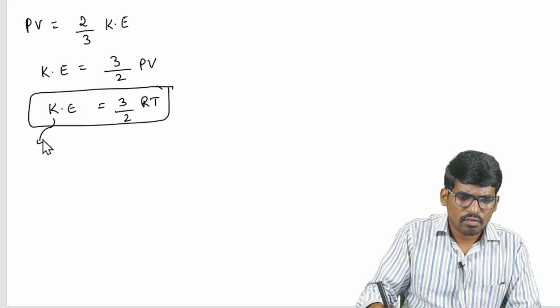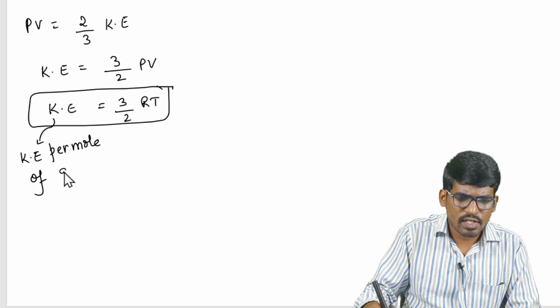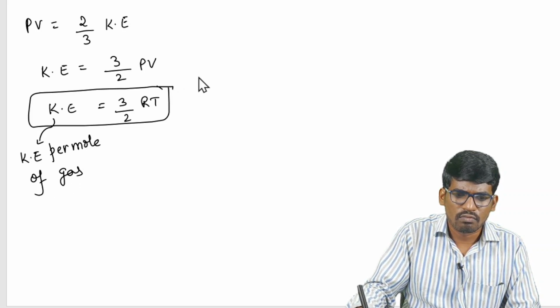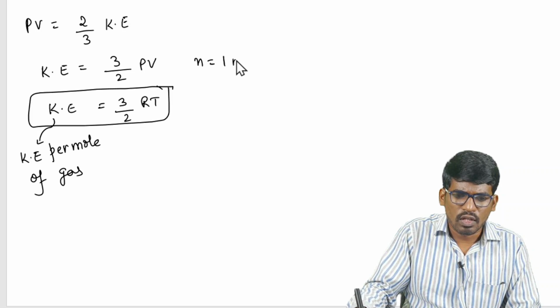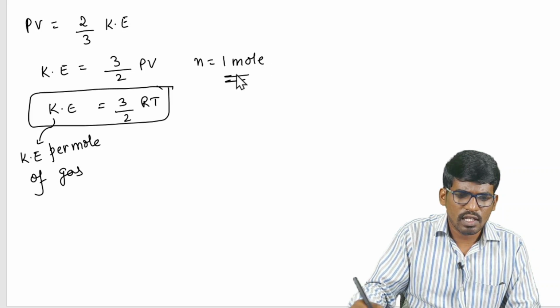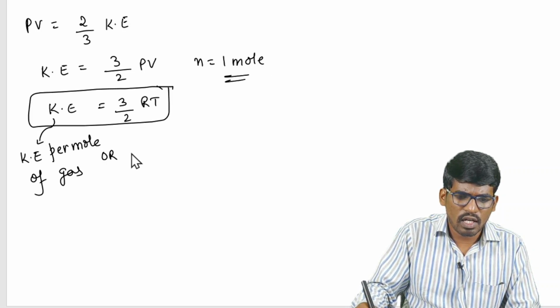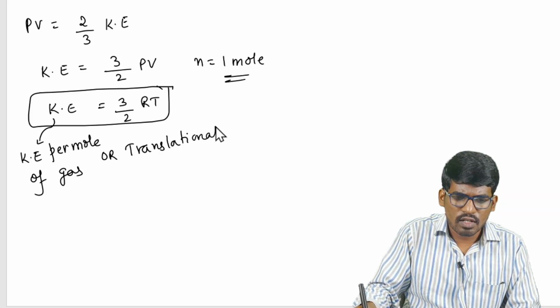This is kinetic energy per mole of gas, because we have taken n is equal to 1 mole. Per mole of the gas, that is kinetic energy. Sometimes we call it translational kinetic energy. This is called translational kinetic energy.